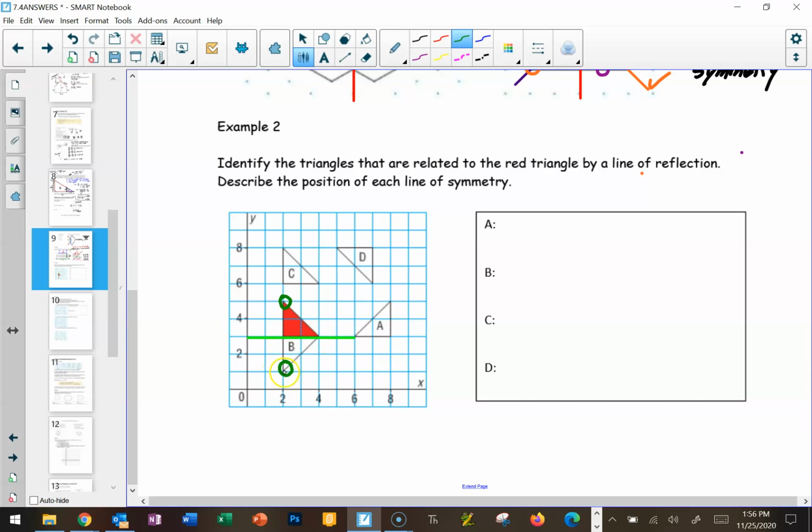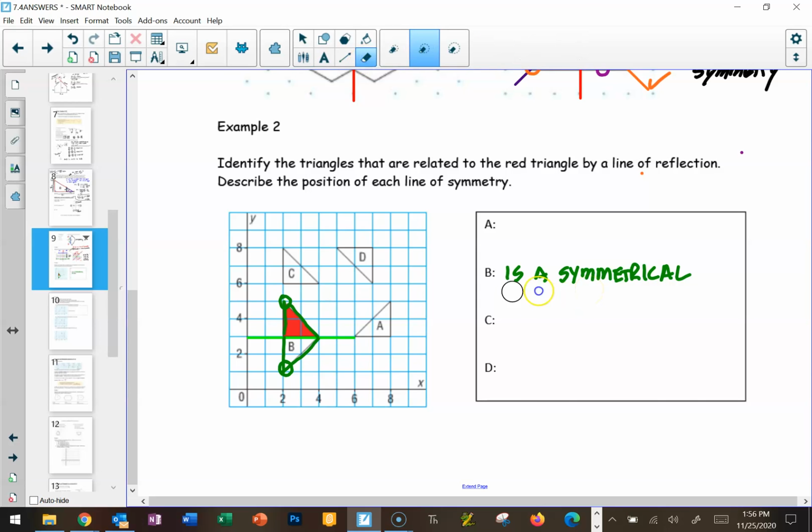And will this point, obviously if it matches on the other side, it's the same distance from the line. Okay? And this line here is still going to be a vertical line when it folds over. And this line here is going to match up with that line there when it folds over. Okay, so that we can say B is a symmetrical triangle.